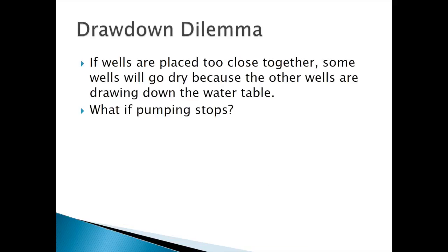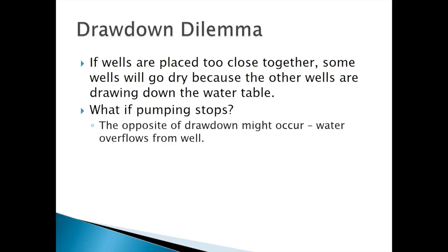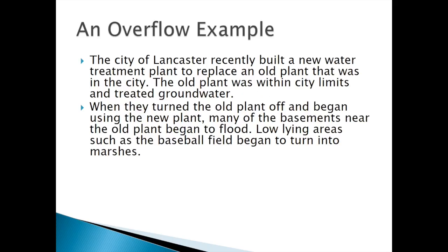Drawdown creates a problem for adjacent wells that are placed too close together. When one well begins to draw down the water table, the other well may go dry. Now let's consider a different issue. What if pumping stops? The opposite of drawdown will occur, and the well will overflow.